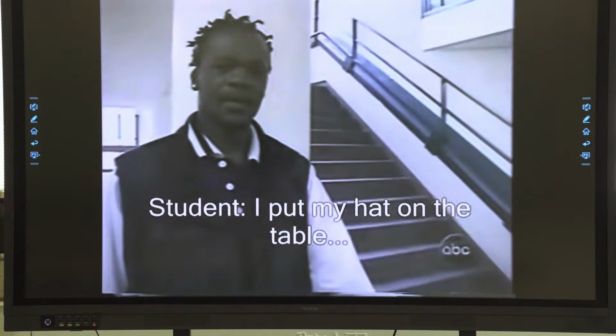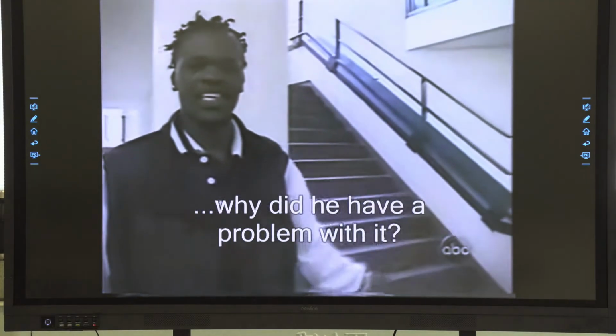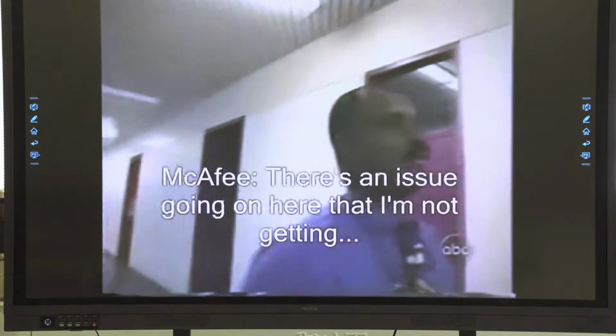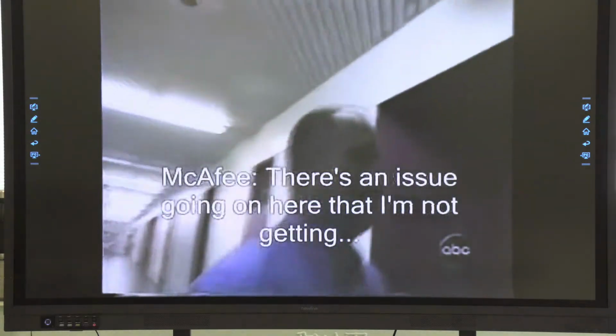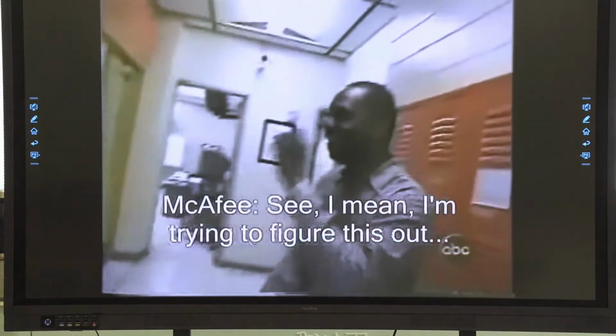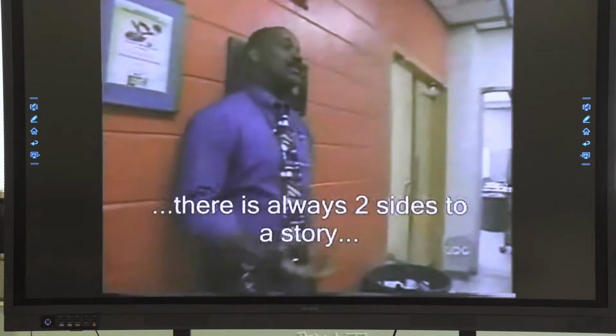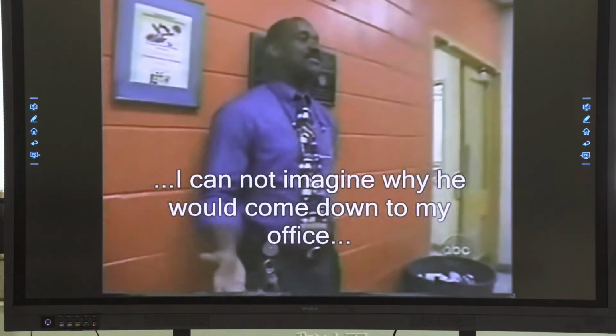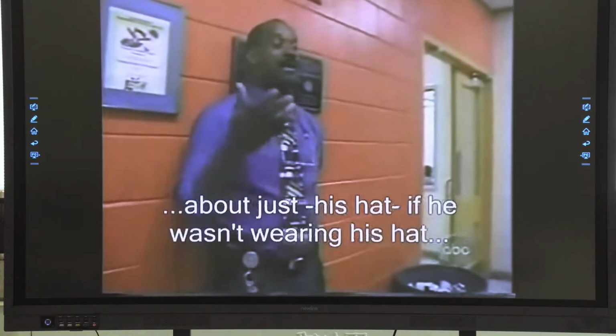I put my hat on the table. Other teachers didn't have a problem with that. Why did he have a problem with it? I really wish I knew what was going on here that I'm not getting. It reflected me. See, I'm trying to figure this out. There's always two sides of the story. I mean, I cannot imagine why someone comes down to my office about just his hat.